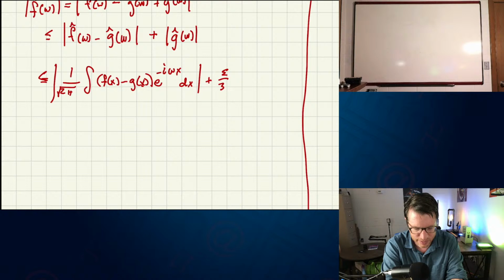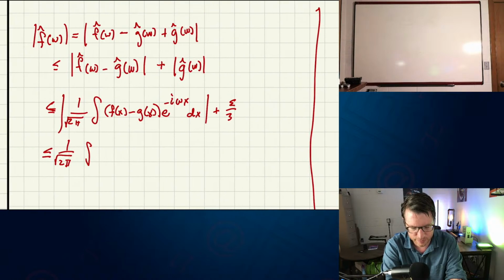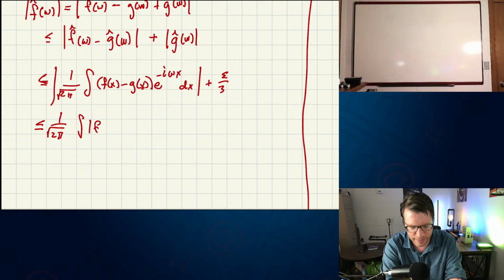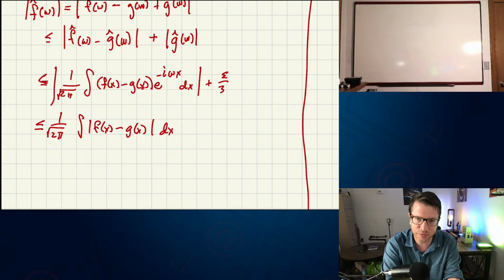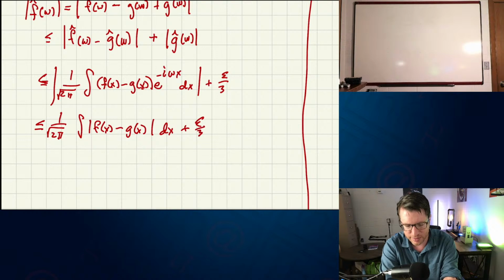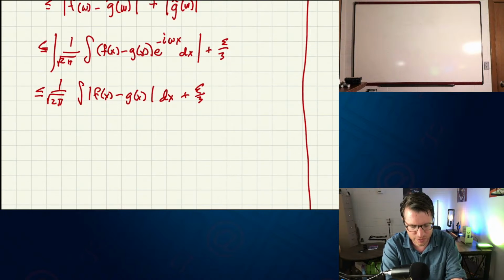Triangle inequality comes in, and this becomes 1 over square root of 2 pi times the integral of f of x minus g of x dx. So just crashing through the absolute values, the exponential function just becomes 1, and so we get plus epsilon over 3. Then this is less than or equal to epsilon over 3 times 1 over square root of 2 pi, plus epsilon over 3, etc.